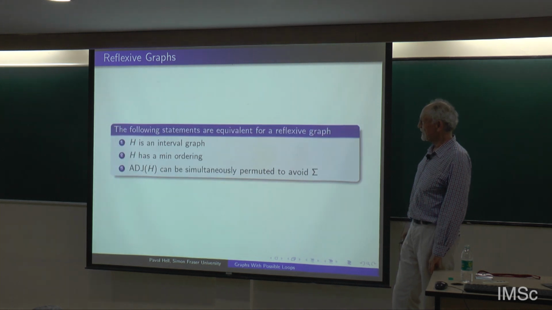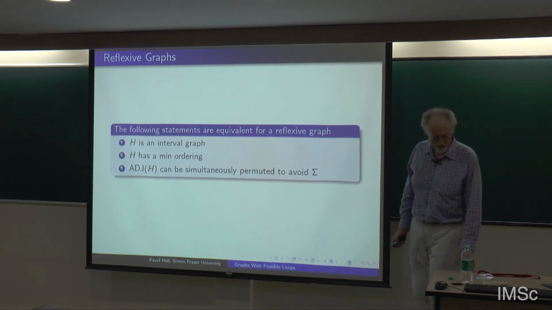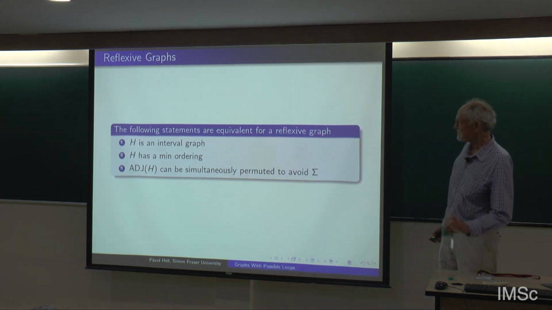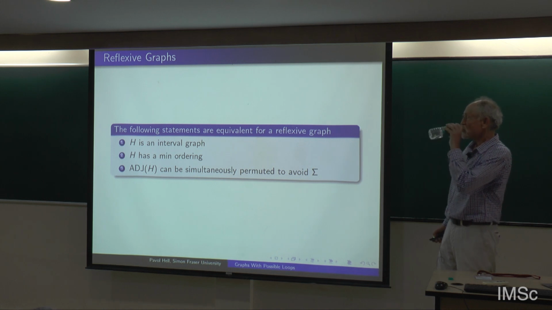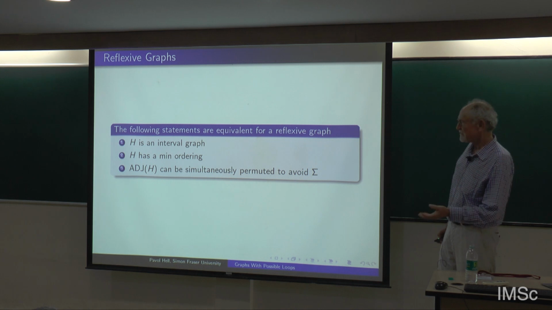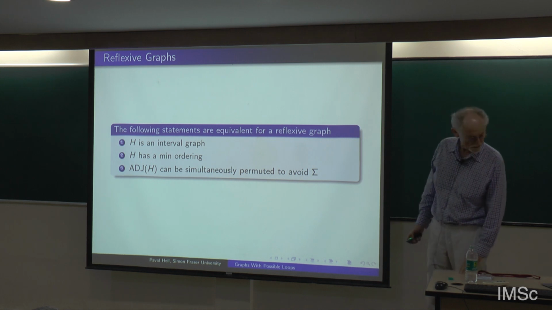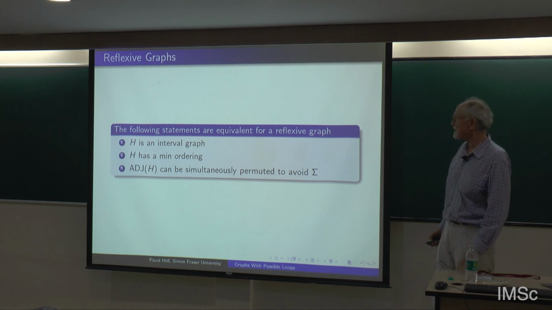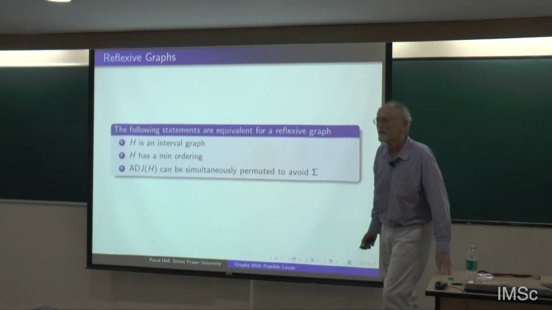All right, so now let's summarize what are our characterizations of interval graphs in terms of ordering. An interval graph has a min ordering, and the adjacency matrix can be simultaneously permuted to avoid these 2 sigma matrices.